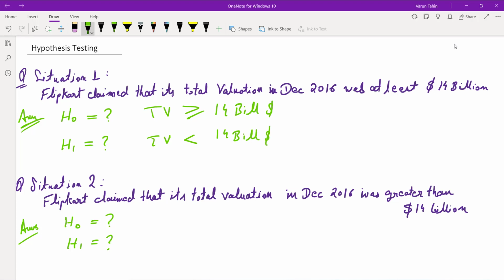Now similarly, the second situation says Flipkart claimed that its total valuation in December 2016 was greater than 14 billion. Okay, so the greater than symbol comes in the alternate hypothesis. So the alternate is total valuation greater than $14 billion, and here the null will be total valuation less than or equal to $14 billion. Now to summarize this, you cannot decide the status quo or formulate the null hypothesis from the claim statement alone, and we need to take care of the signs.